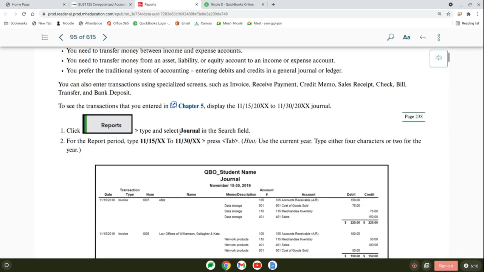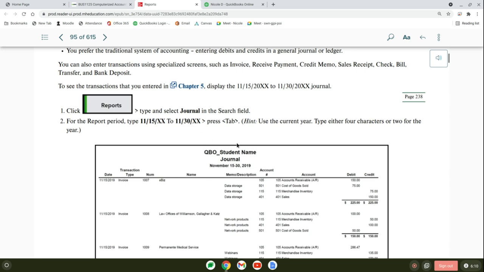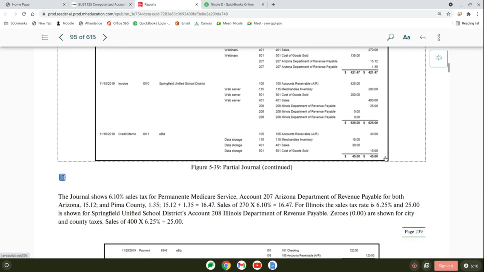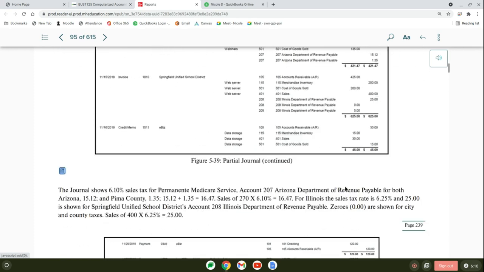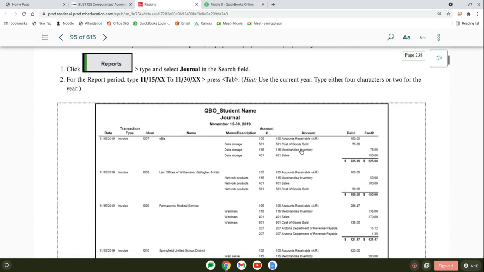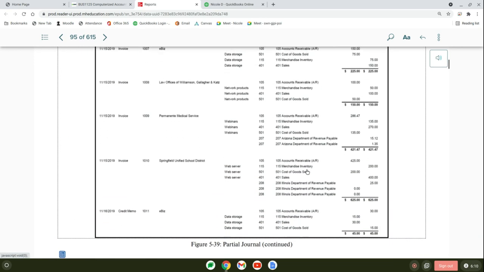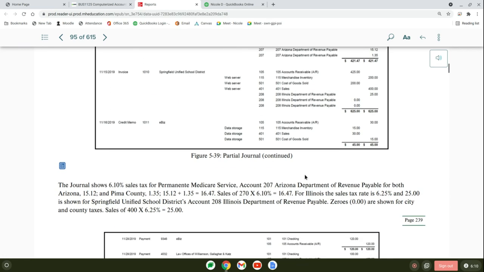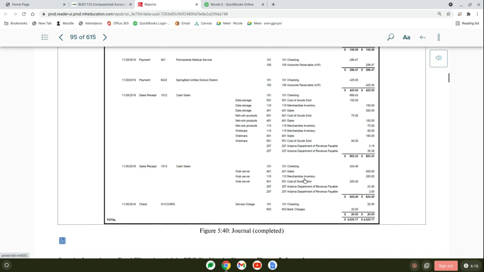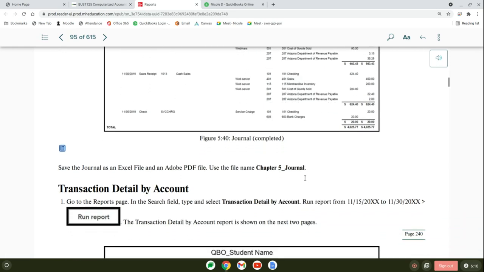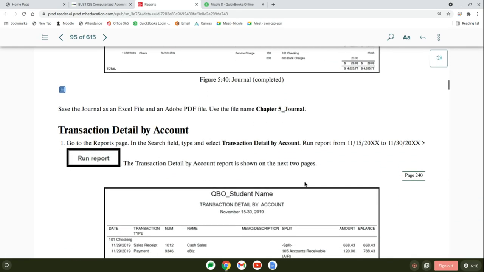You see the journal, they have 11/15 to 11/30 because that's what we did in the chapter. As I said, if you have the ebook, you can compare your journal, go down and compare your journal and see. I'll do it a little slower if there's anyone following us that's not in the class. And you can check and see if there's an error that you need to change.